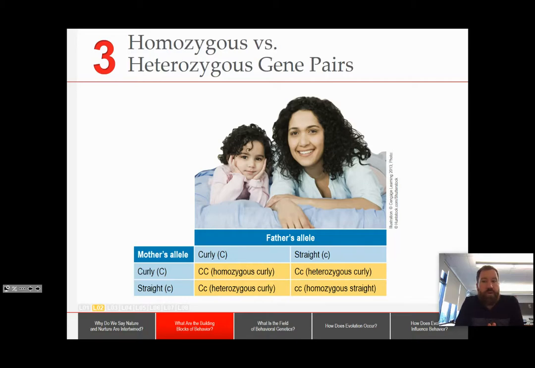When the two alleles for the same gene are the same, we call that homozygous, right? Homo meaning similar. So if you receive the curly hair gene from both your mom and your dad, or the straight hair gene from both your mom and your dad, those are homozygous pairs. If they're different, they're heterozygous, which again means opposite, right? Hetero means different. And sometimes those alleles will be dominant over others. So again, curly versus straight. Curly tends to be dominant over straight hair proteins, which is why more people tend to have curly or even wavy hair.